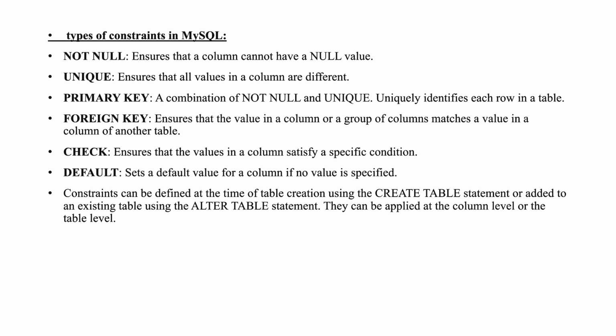Next one is check. Check constraint ensures that the value in a column satisfies a specific condition. When you are inserting values into that column, the check constraint will check that particular condition before inserting data into that column. Next constraint is default. Default sets a default value for a column if no value is specified. Means when we are inserting values into the table, if you do not mention a value for that particular column, then it will insert the default value in that column.